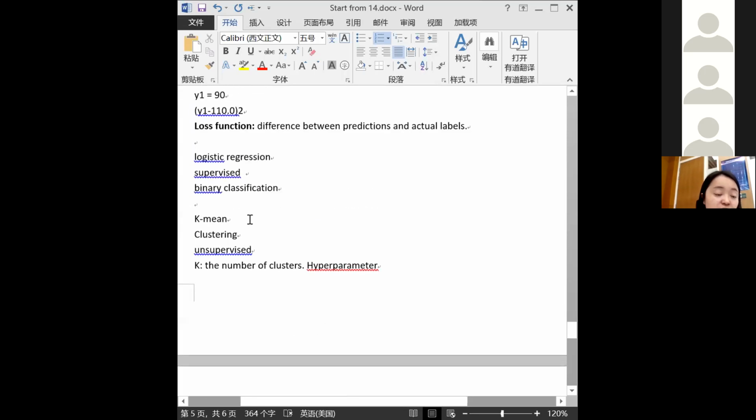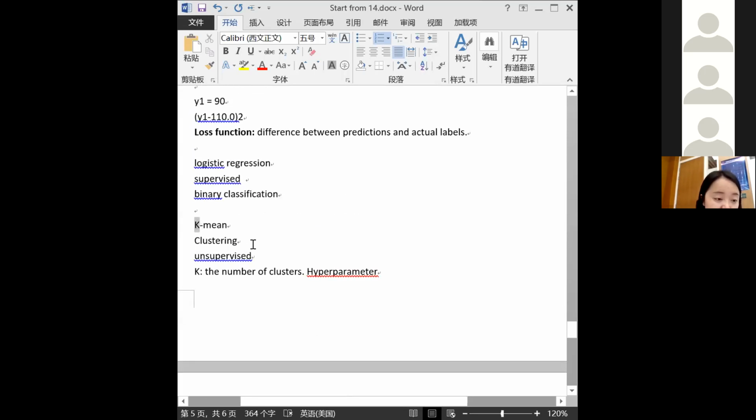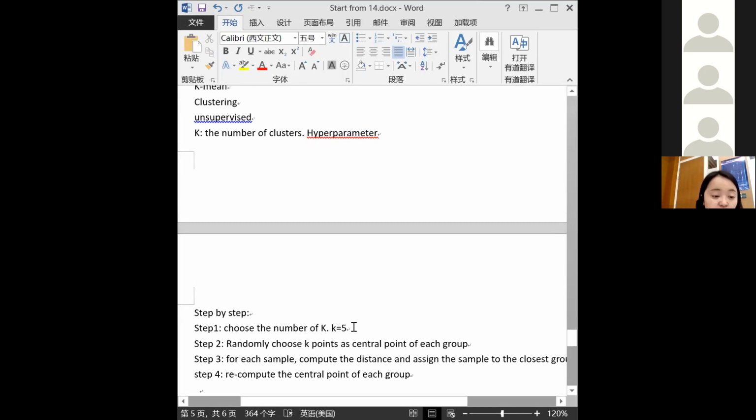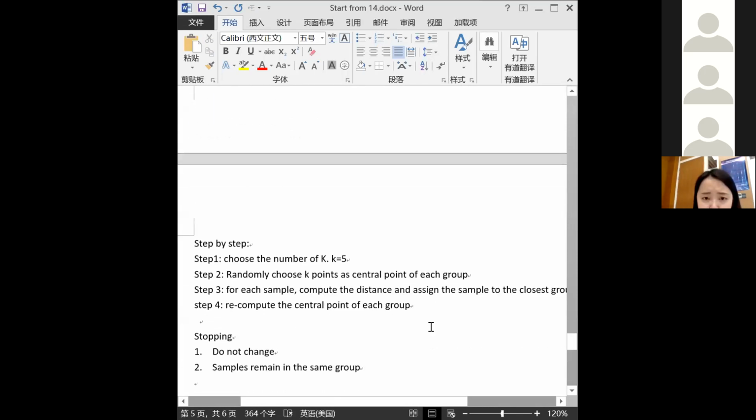So that is the process for k-means. So k-means is a clustering algorithm, and it's an unsupervised algorithm. And k is the number of clusters, and we need to decide the number of clusters in the first step. Any question? Okay, if there's no question, we will continue.